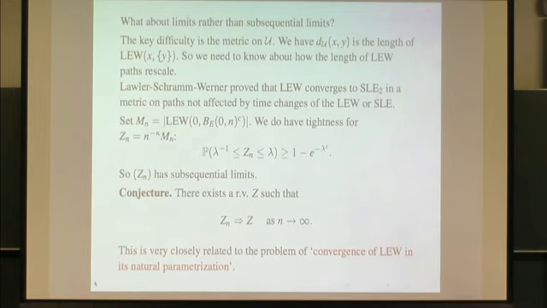And this is very closely related to a problem which Greg Lawler has been working on for some time, which is the convergence of loop-erased random walk in its natural parameterization. I think he's optimistic about being able to prove this, but as far as I know, he hasn't done so yet. And so when he does, or if he does, but probably when he does, one will then be able to improve results like this. We ought to be able to move from subsequential limits to limits.